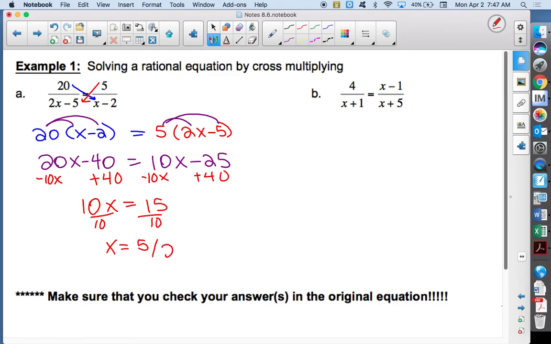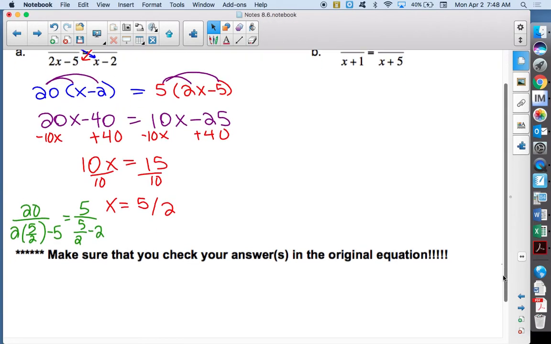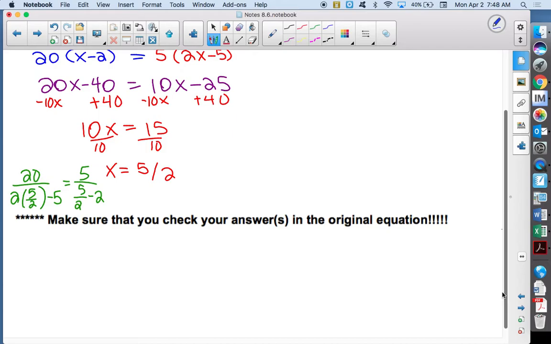Make sure you're reducing. 15 over 10 becomes 5 halves. And then don't forget to check. So you have this solution, we need to check it back into the original problem. And that means we want to really place it in the denominator. So if we have 20, and then we're taking 2 times 5 halves minus 5, that's equal to 5 over 5 halves minus 2. And check it back into that original problem.